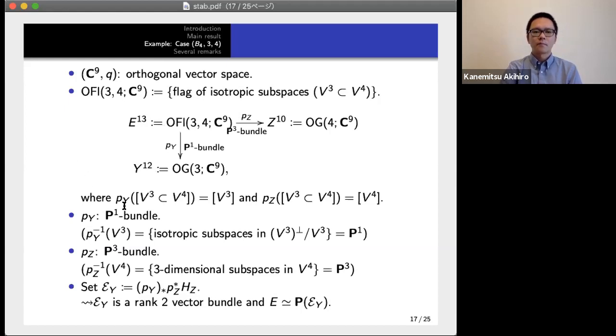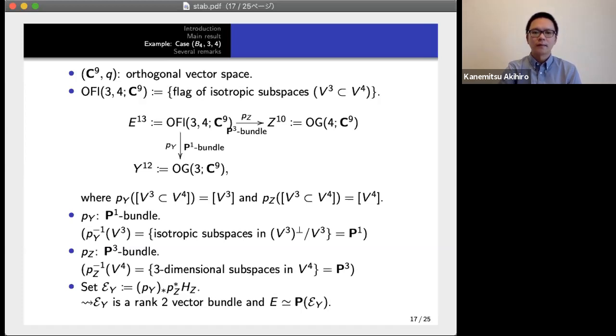Here, this map Py maps our flag (V3, V4) to the point corresponding to V3, and this map Pz maps this flag to the point corresponding to V4. Then the dimensions are as follows. The dimension of E is 13, the dimension of Y is 12, and the dimension of Z is 10.